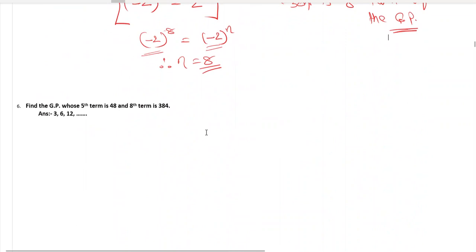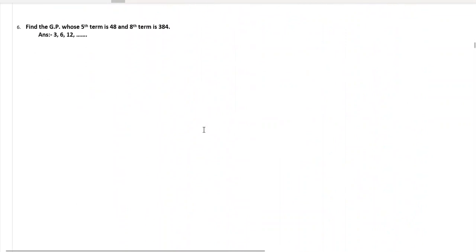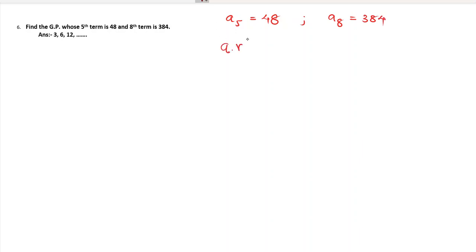Very interesting question. Let's go ahead. Find the GP whose 5th term is 48 and 8th term is 384. Good one. 5th term, A5 is equal to 48. 8th term, A8 is equal to 384. What is 5th term? A into R raised to 5 minus 1, which is 4, is 48, right? What is 8th term? A into R raised to 7 is equal to 384.